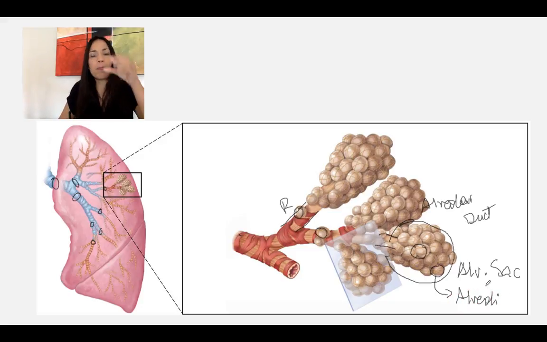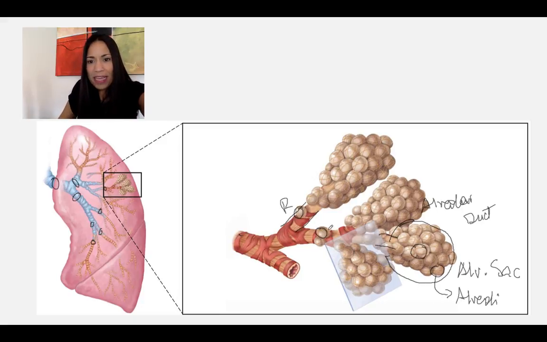Okay, so it's like a bunch of grapes. We'll always use that analogy. Grab only one individual bunch of grapes, right? That little stem that is holding that bunch of grapes, that's your alveolar duct, okay? The little bunch of grapes is an alveolar sac, and each individual grape is an alveolus.